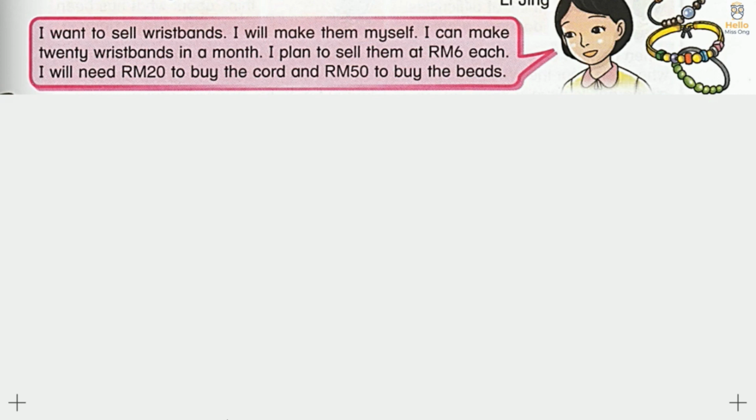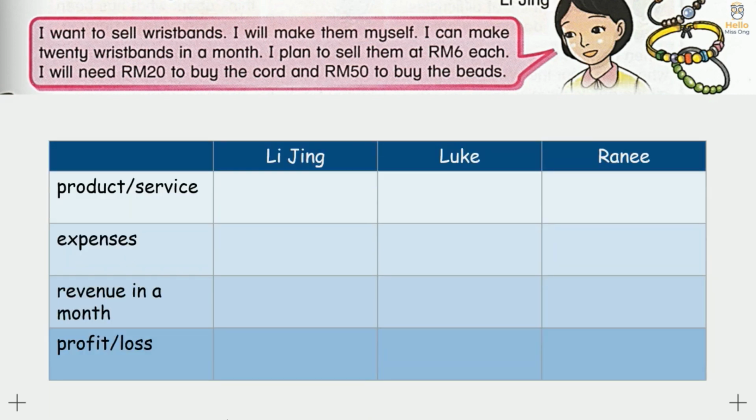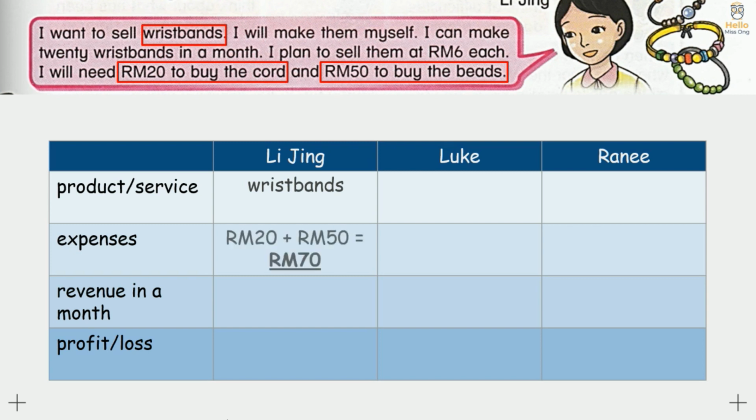Now, let's do the calculations together. Let's look at Li Jing first. What is the product she wants to sell? Yes, she wants to sell wristbands. What are her expenses? She needs 20 ringgit to buy the cord and 50 ringgit to buy the beads. So the total of her expenses will be 70 ringgit.